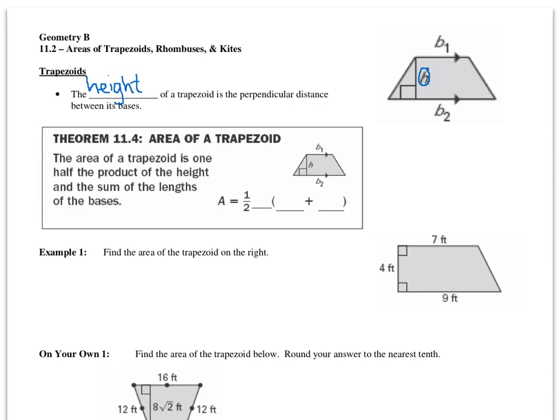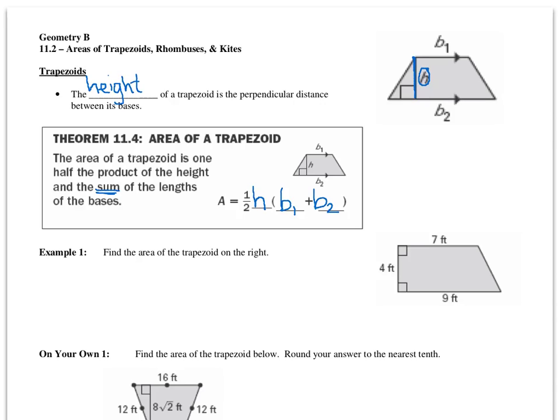So right here we have our height, and this must be perpendicular to both of the bases. Theorem 11.4, area of a trapezoid, says the area of a trapezoid is 1/2 the product of the height and the sum, there's a key thing, sum of the lengths of the bases. So my area is 1/2 the height times my base 1 plus my base 2. So I add my bases, multiply by height, and then by 1/2.